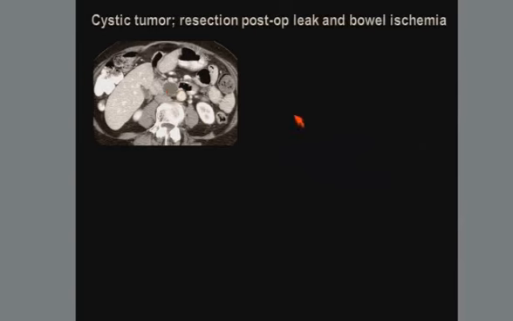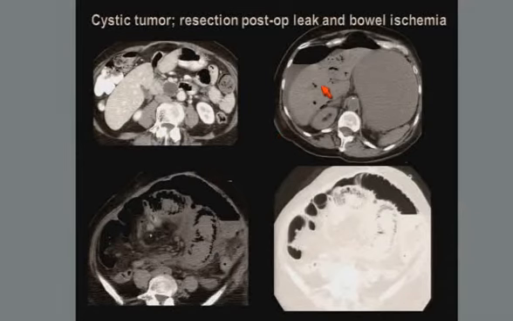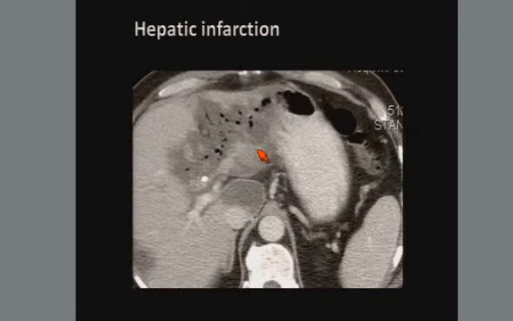Here's a patient who had a cystic tumor, a unilocular, not otherwise specified cyst in the uncinate process of the pancreas. Looks like it ought to be a straightforward procedure and a fairly benign tumor, but post-operatively there was a disaster with GI leak and massive free intraperitoneal air, bowel ischemia, pneumatosis, and all sorts of complications. Doesn't happen very often, but it can occur.